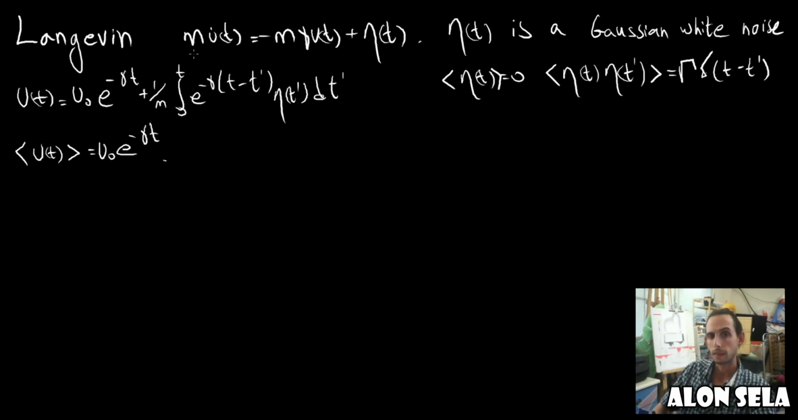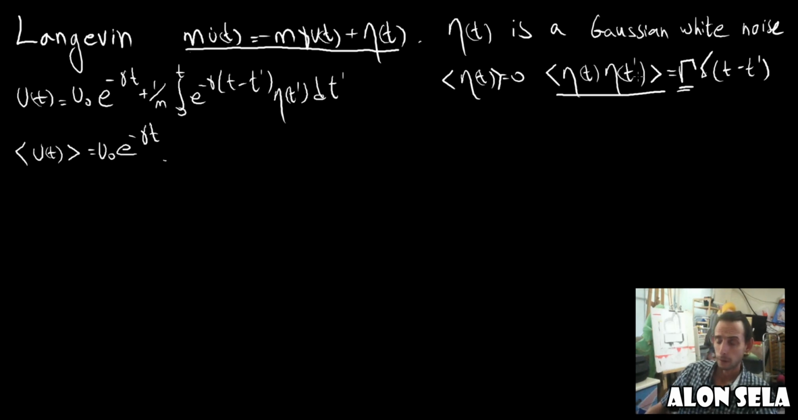We said that this is the Langevin equation where m is the mass, gamma is the friction coefficient, and eta at time t is a Gaussian white noise with these properties. We said that the expectation of eta at time t is equal to 0, and this thing right here, which is called the autocorrelation function, is equal to some constant gamma times the Dirac delta function.